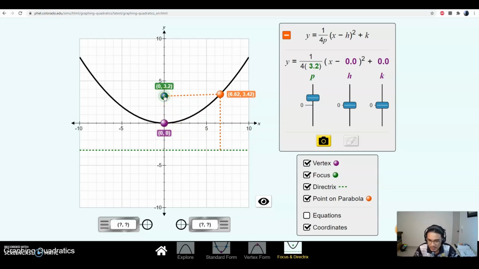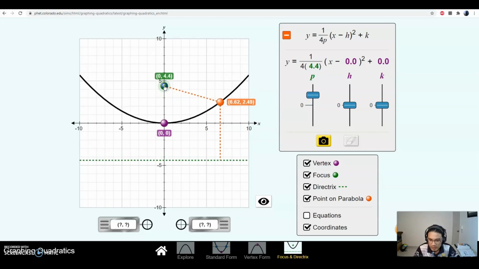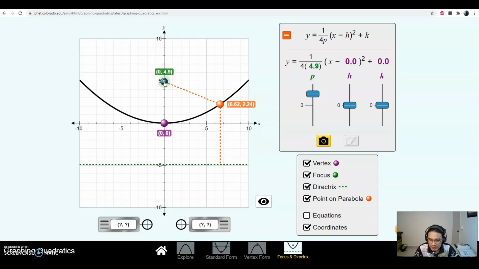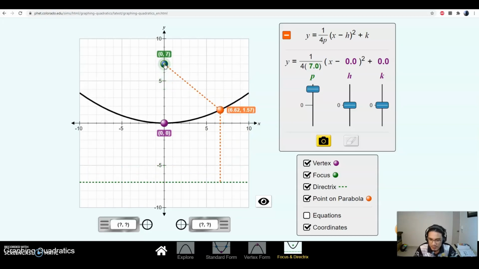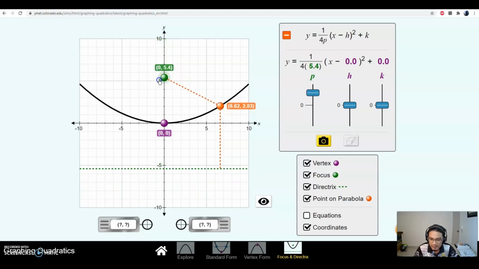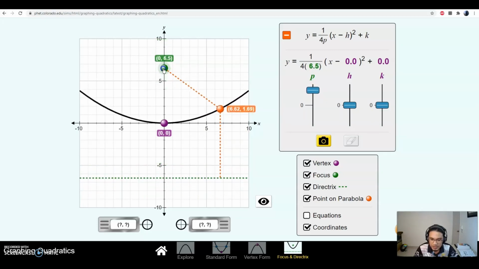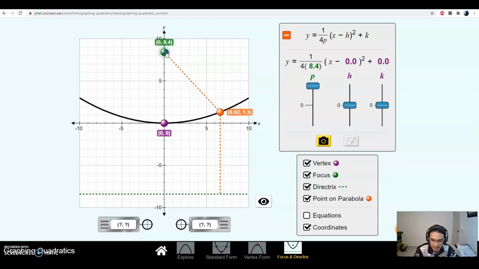If I move the focus further away from the vertex, you can see that the directrix also moves away from the vertex because they want to be at the same distance. The vertex must always be positioned in the middle, between the focus and the directrix.